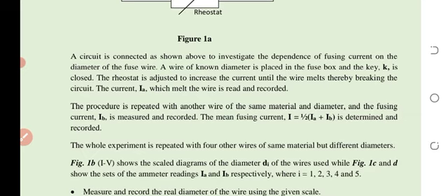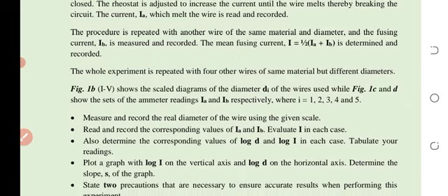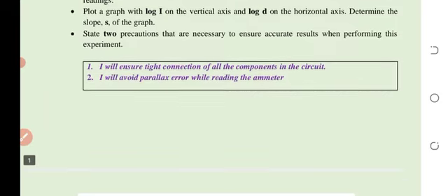Now we have the information, because this is alternative to practical. It's not the practical we are performing in the laboratory by ourselves. So we have figure 1b, that is from figure 1 to 5, which shows the scale diagram of the diameter d of the wires used, while figures 1c and d show the set of ammeter readings IA and IB. So what are we going to do with all these figures? Let's quickly look at the figures here.